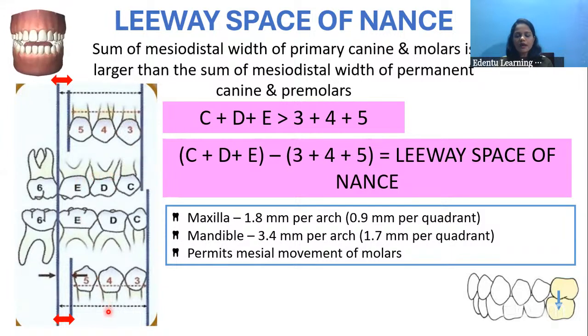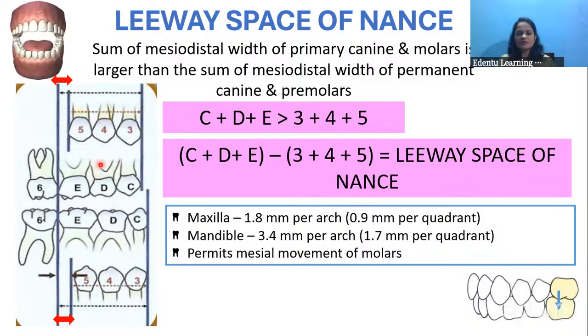Okay, so if you look at the space that is utilized by these 6 teeth, you can see the space between C plus D plus E, the space between the deciduous canines and the first and the second molars, is usually more than that of the permanent canines and first and second premolars. So the C plus D plus E space is always more than that of the 3 plus 4 plus 5 space. Okay, that is the general idea behind this leeway space of Nance.